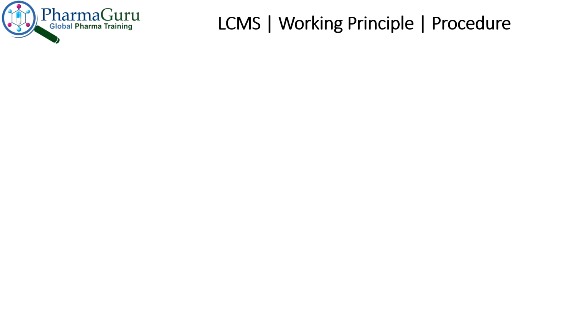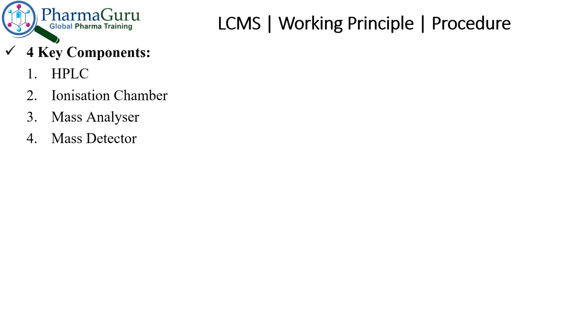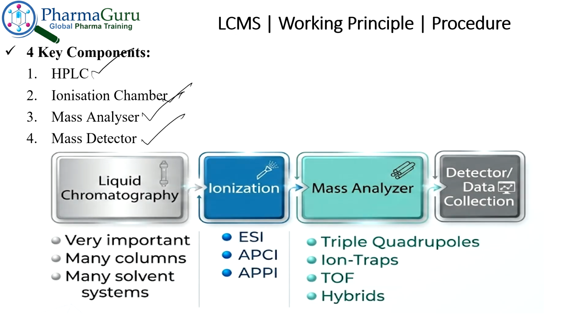LCMS contains four major components: first, high pressure liquid chromatography or HPLC; second, ionization chamber; third, mass analyzer; fourth, mass detector. This is the LCMS flow diagram. The function of HPLC is to separate each component of the sample mixture and send the eluted component to the ionization chamber. Here in the ionization chamber, eluted components get ionized in gaseous phase.